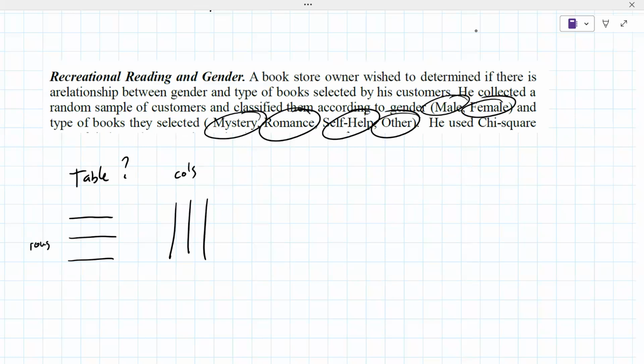So you would have male and female. Hold on. And then you would have four. Oh, crud. I messed up. And then you would have the totals.